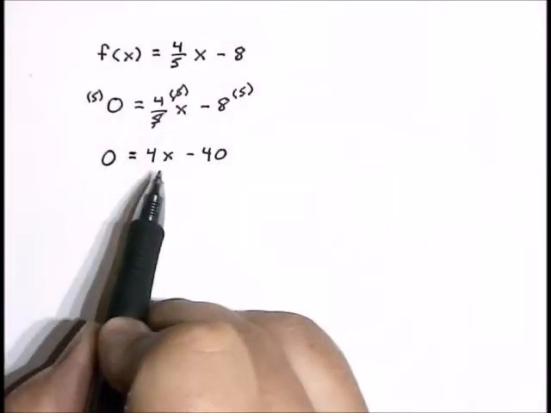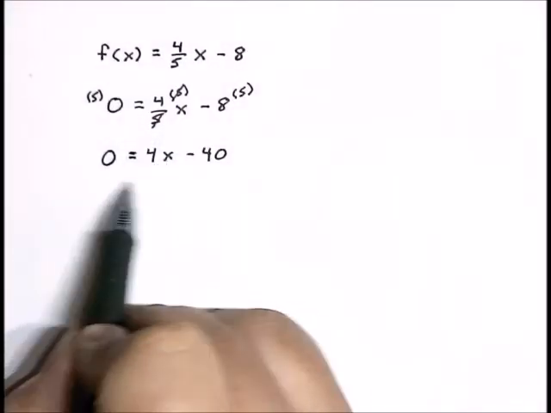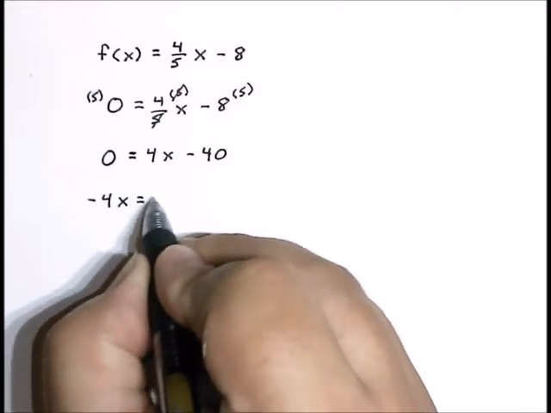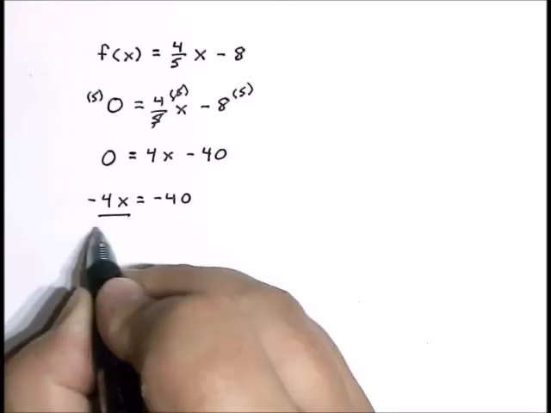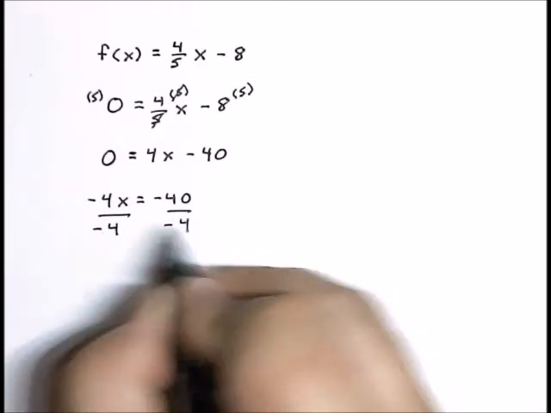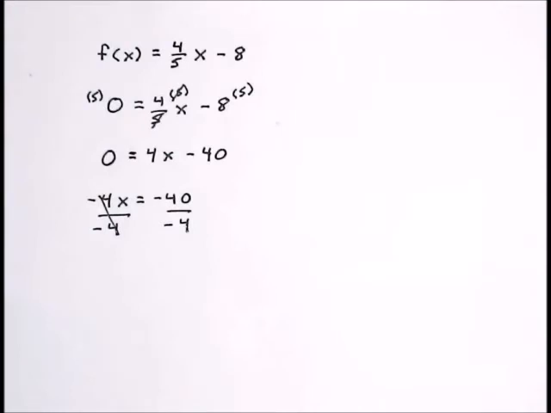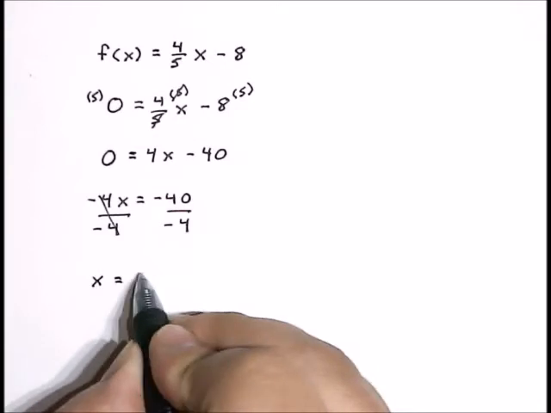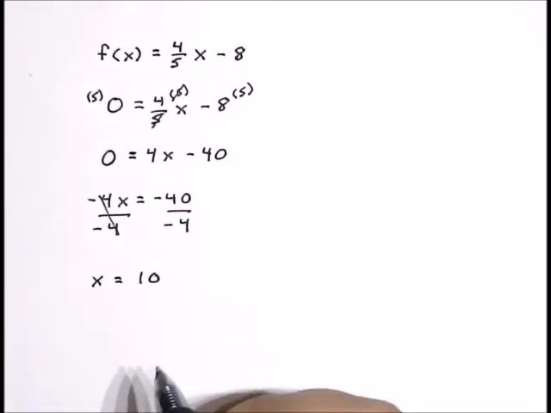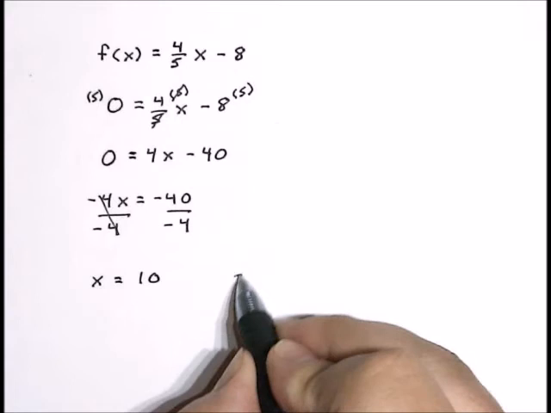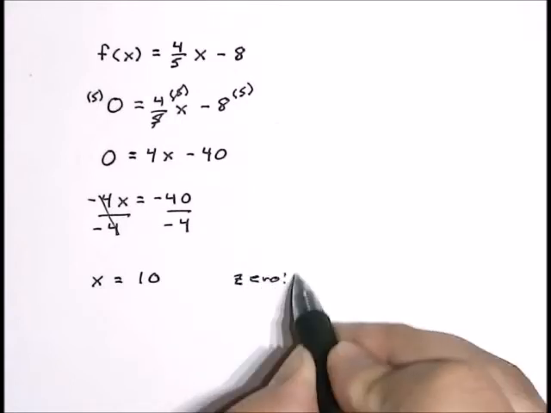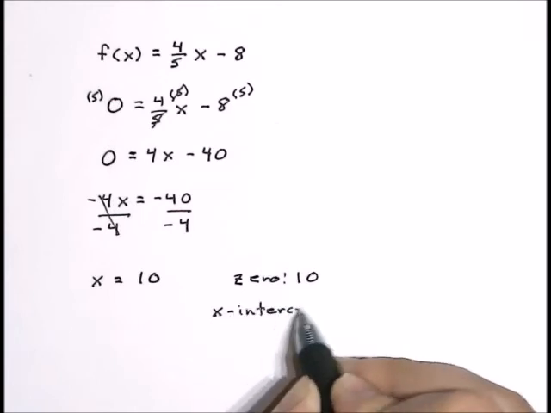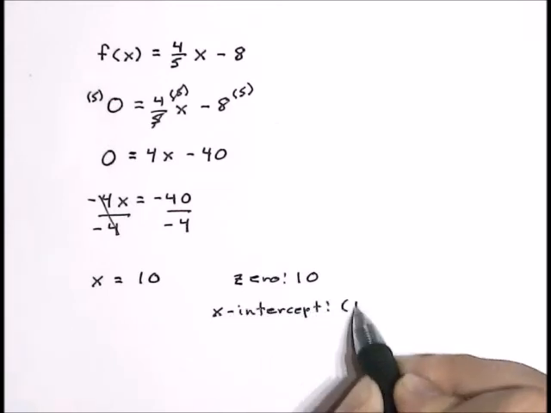And now I'm going to solve it just like I did before. I'm going to move the x term over and change the sign when I cross the equal sign. Divide by the coefficient, which in this case is -4. That gets rid of that -4. Simplify the right-hand side, and I just get x equals 10. So in this case, the zero is just 10, and the x-intercept is the point 10, 0.